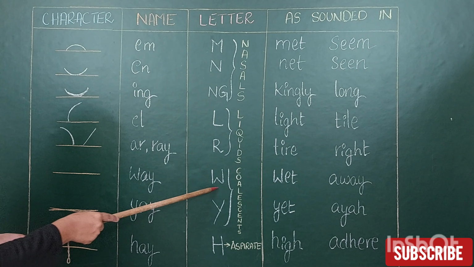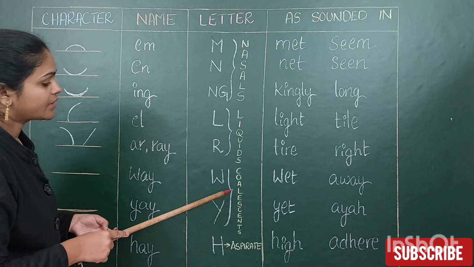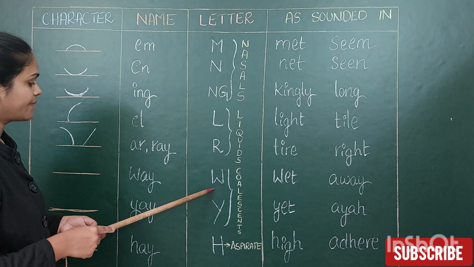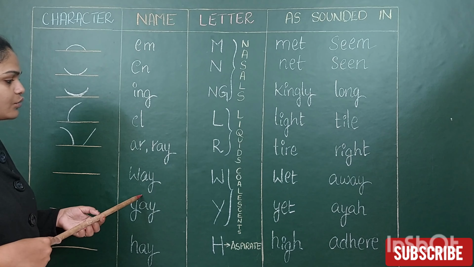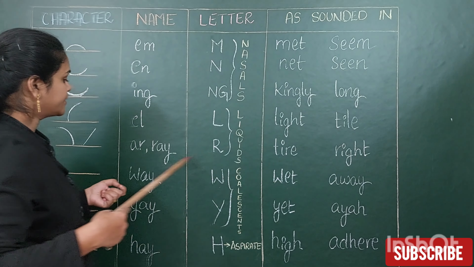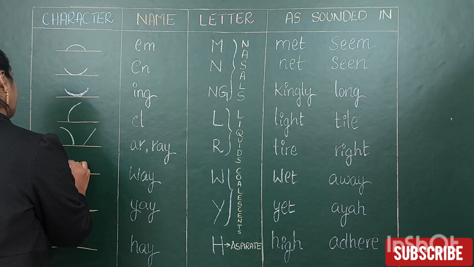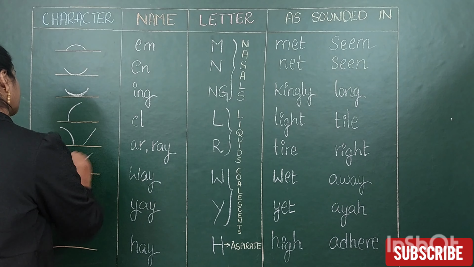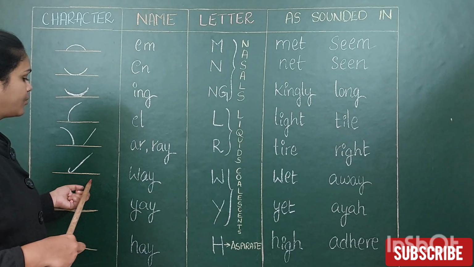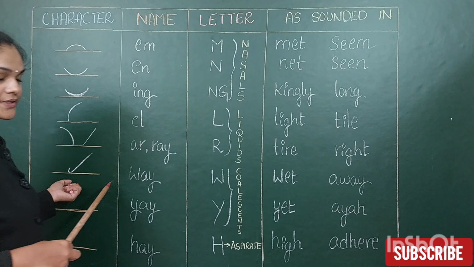Next, W. So liquids we have completed now. Next we are going to coalescence. The first one is W, "way". When you want to write "wet" or "away", you have to write its stroke like this. It precedes the ovals. Ovals will precede these strokes here.